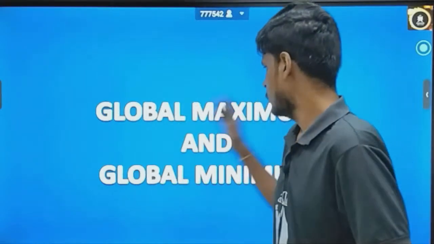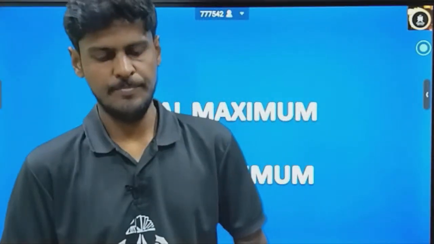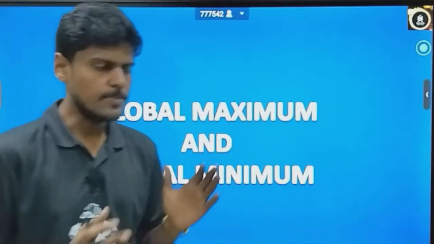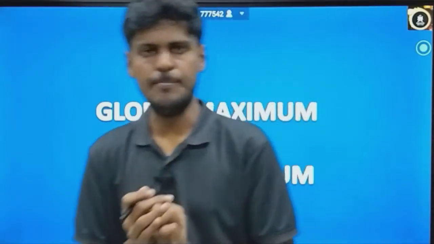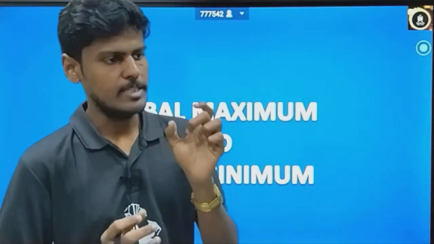Next topic is global maximum and global minimum. Until now we have seen what is the maximum and minimum of a function, and especially we have seen maximum and minimum value in the neighborhood of a point. When we consider only a small region near the point, that means it is a locally bounded region. So what we are actually finding is local maximum and local minimum. In other words, that is called local extremum or extreme values.